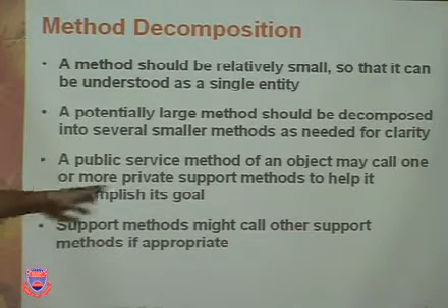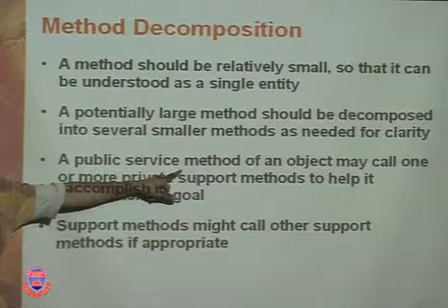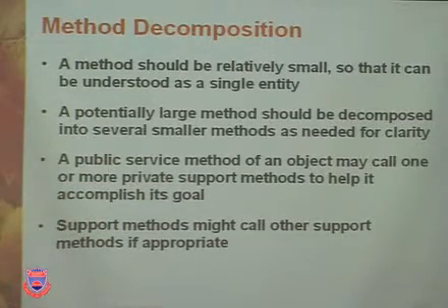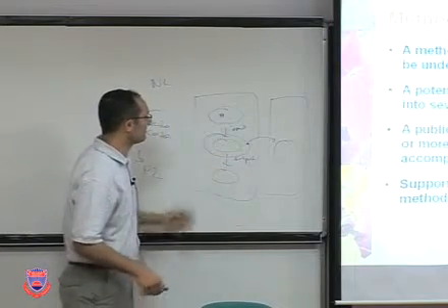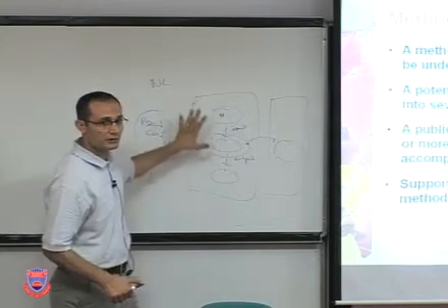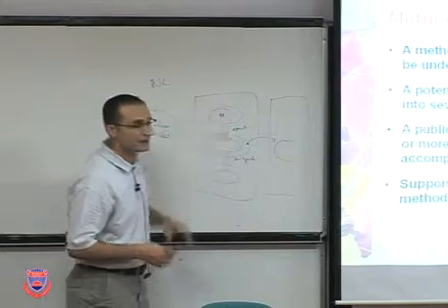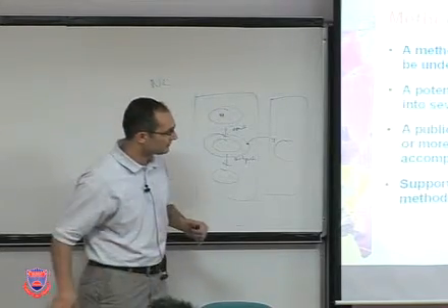So you can use a public service method to call one or more private support methods to help it accomplish its goals. If this is the public method, you can create multiple private methods that are specifically going to be used by this single method. You can do that.